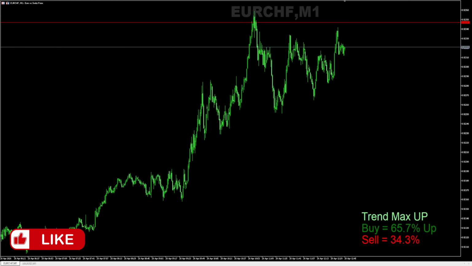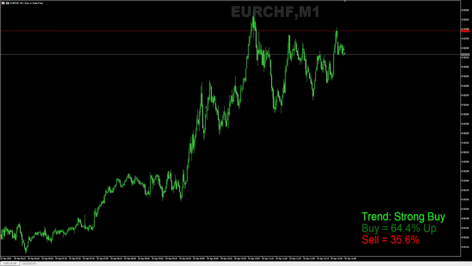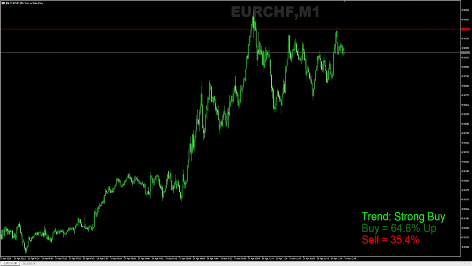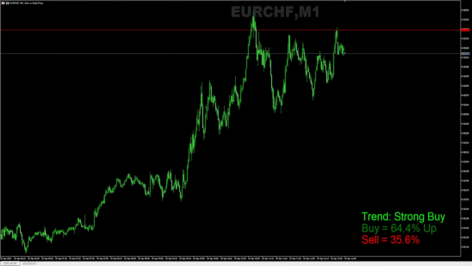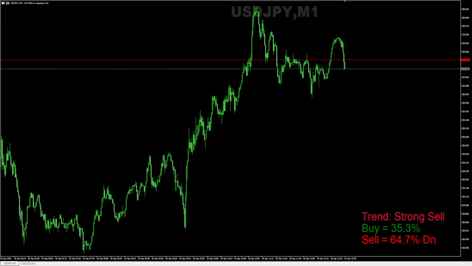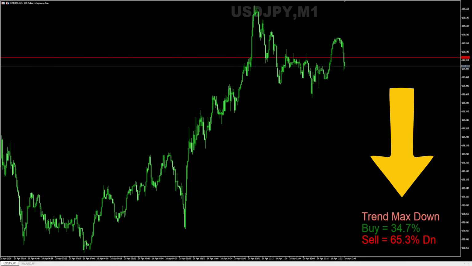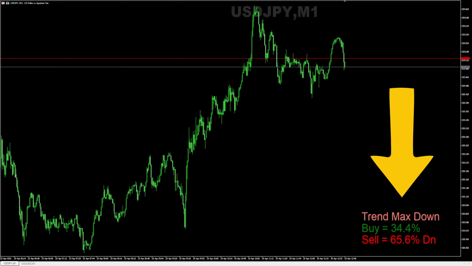On the sell side, it mirrors perfectly. 55% gets you trend sell in red, 62% trend strong sell in crimson, and 65% trend max down in salmon. And here's where it gets really interesting. When either side pushes past 70%, the indicator flashes a bright gold warning. Trend change to sell soon, or trend change to buy soon. This is your reversal incoming alert. It's telling you the current move is getting exhausted and a potential swing in the opposite direction could be close.